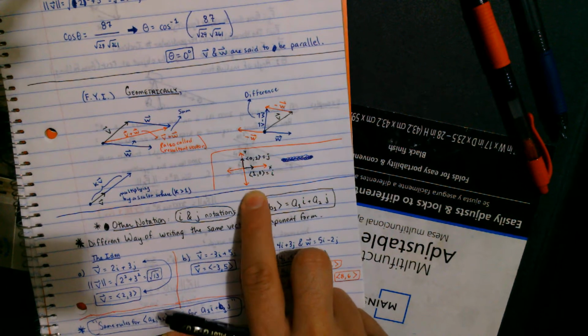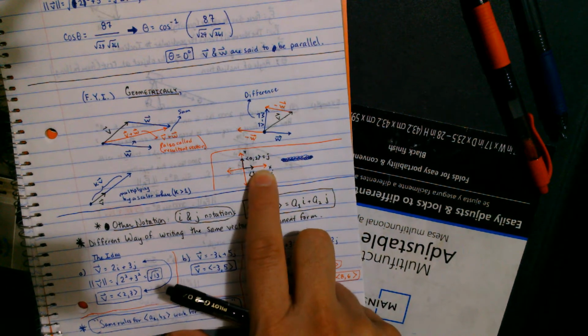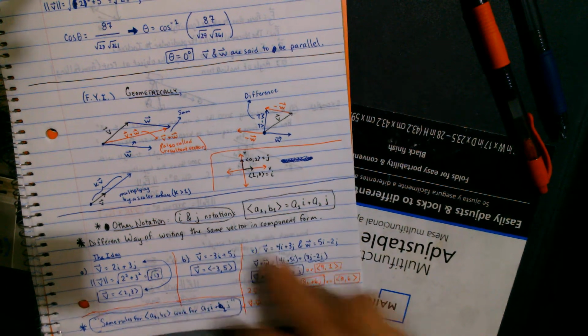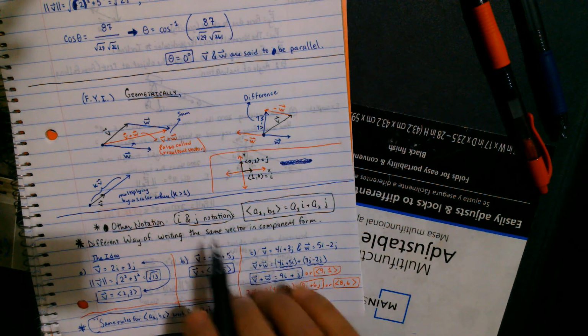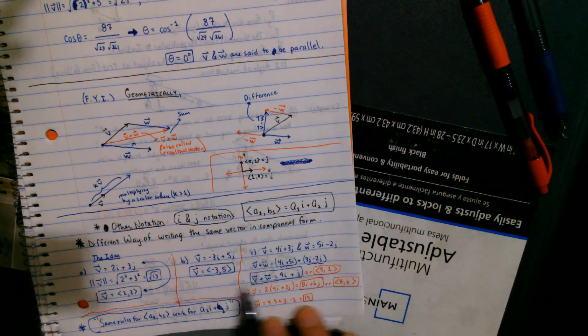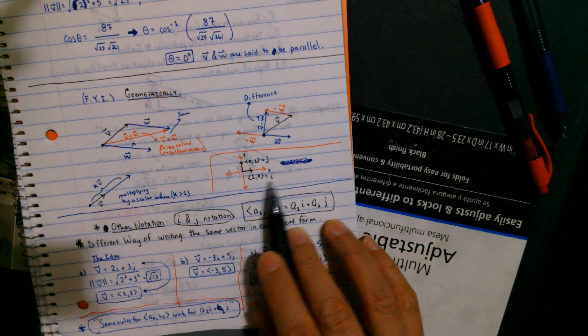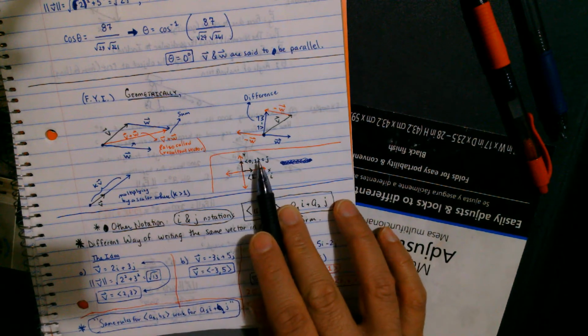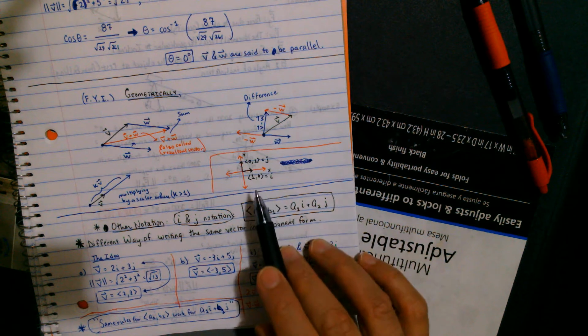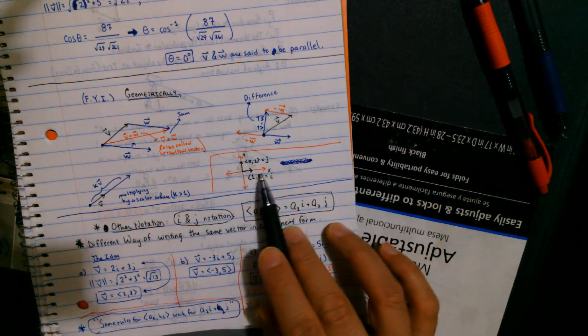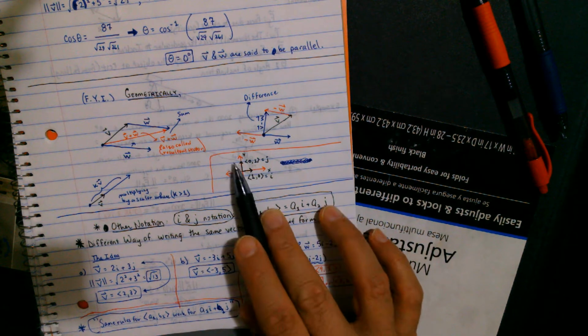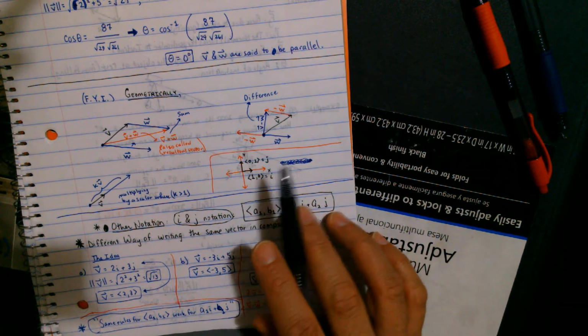i is the vector 1, 0, and j is the vector 0, 1. So if you have a vector like negative 3, 5, it's like saying negative 3 times i plus 5 times j. The i vector is a unit vector in the positive x direction, 1, 0, and 0, 1 is the j vector.